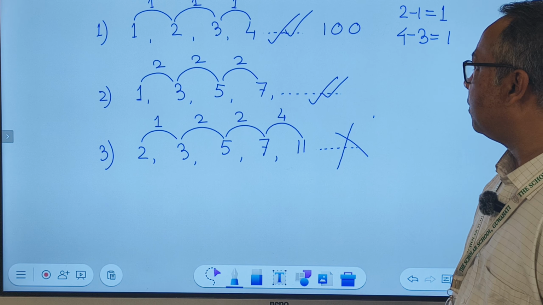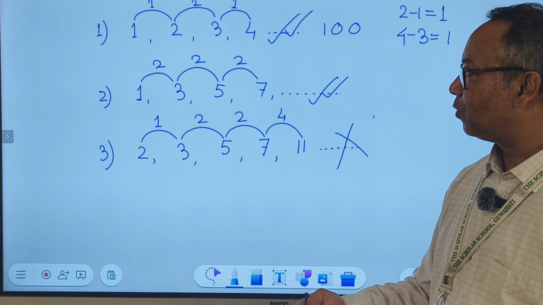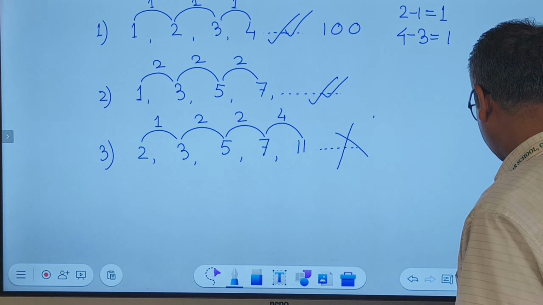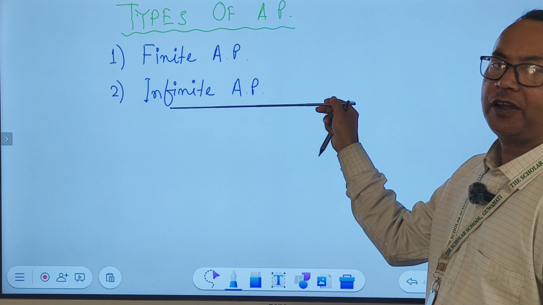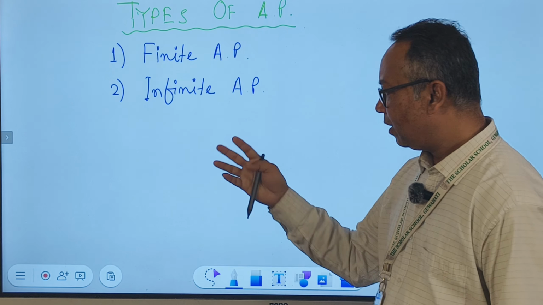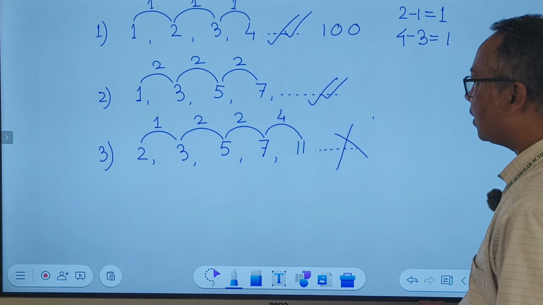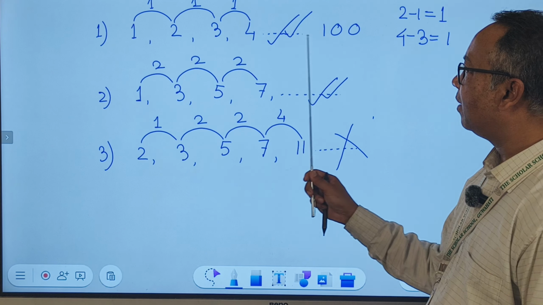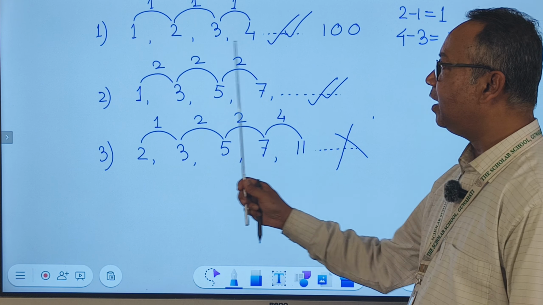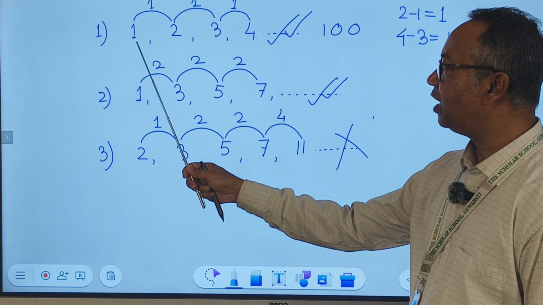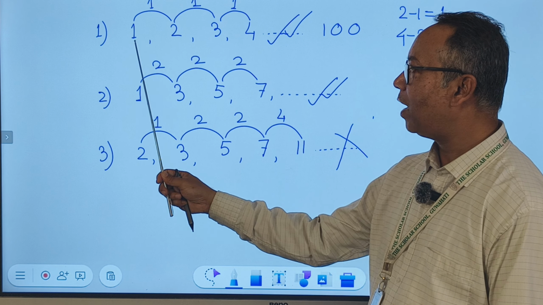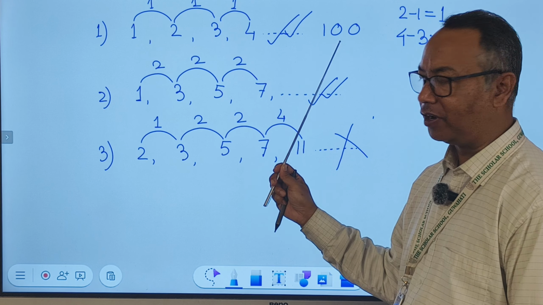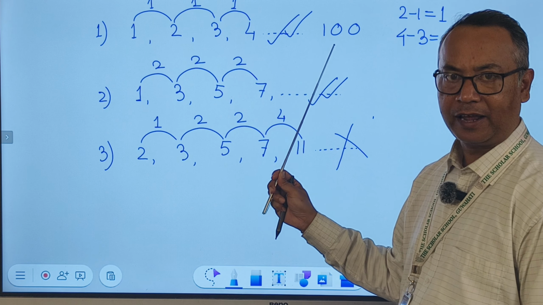Let's move to some other concept. So the second important point is the type. There are two types actually, the finite and infinite one. Let's see from the examples. In this case you see this AP has the initial number and the final number. It starts with 1 and it ends at 100. So initial and final numbers are there.